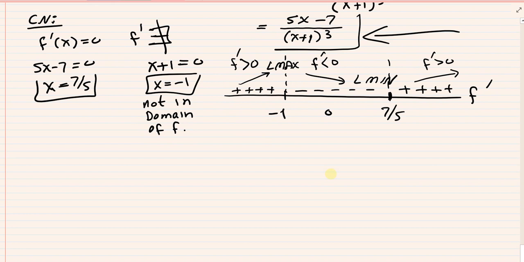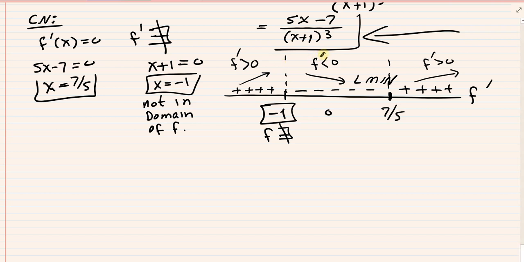Oh, actually, I'm so sorry. It's so easy to fall into this trap. Remember, at -1, the function does not exist, right? At -1, f does not exist. So it wouldn't make sense to say I have a local max, even though it looks like a transition. But remember, -1 is not in the domain of the function. There is nothing there at that point.